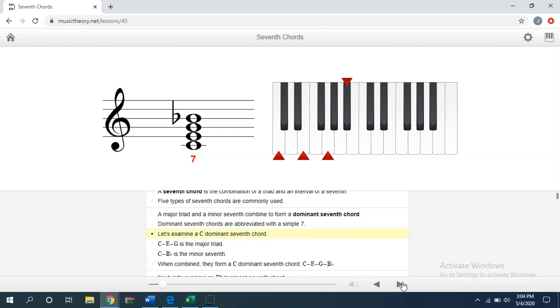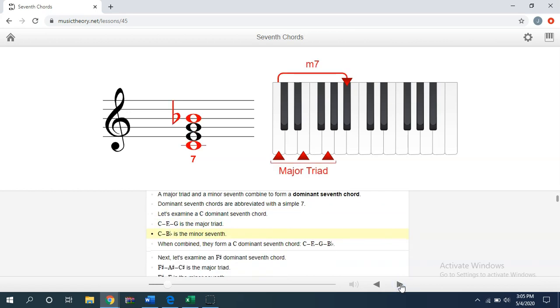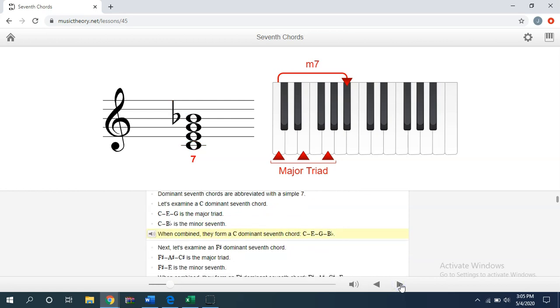So let's look at a C. Now you'll notice the top note is flattened. In order to make that a minor 7th chord in the same key, we have to lower that a half step. So that is going to give us the sound that we want. So C, E, G is our major triad, and then C to B flat is our minor 7th. C to B natural is a major 7. However, we need to lower that by just a half step to give us our minor 7th. When combined, so we got our triad plus our 7th, they form a C dominant 7th chord. C, E, G, and B flat. Here's what that sounds like.